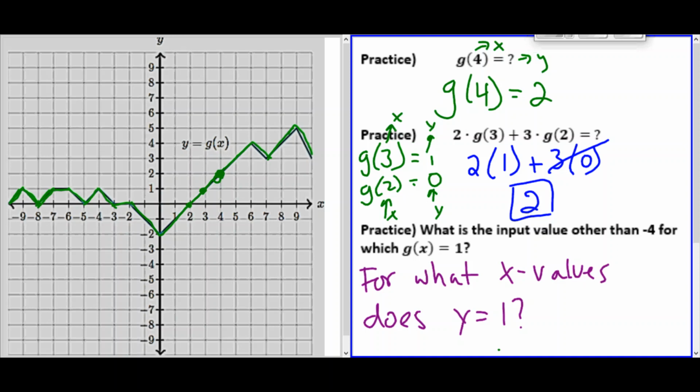So I did go through and I put the answers, so hopefully you took a minute and paused and gave it a try. So g of 4, so if we go along x, when x is 4, y is 2, so g of 4 is 2. And the next problem, 2 times g of 3 plus 3 times g of 2 equals question mark. So again, g of 3, that says when x is 3, what is y? When x is 3, y is 1.